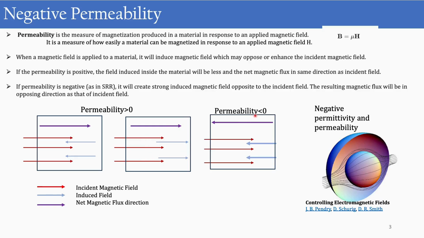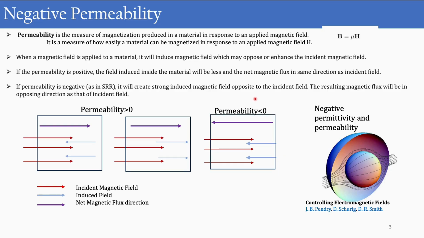But if the permeability is negative, it will provide an induced flux whose opposing magnitude is so high that it will oppose the entire incident magnetic field, and the net flux will be in the opposing direction. That means if the permeability is negative, the material will try to oppose any change in the magnetic field and it will not provide any magnetic field inside the structure. So that is the importance of negative permeability. Negative permeability does not allow the magnetic field to pass through the structure.